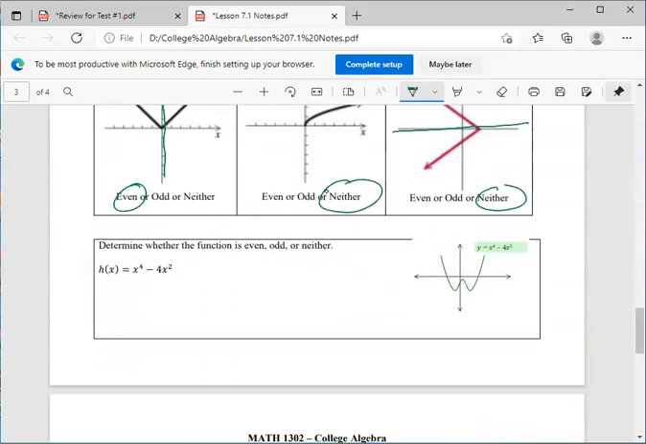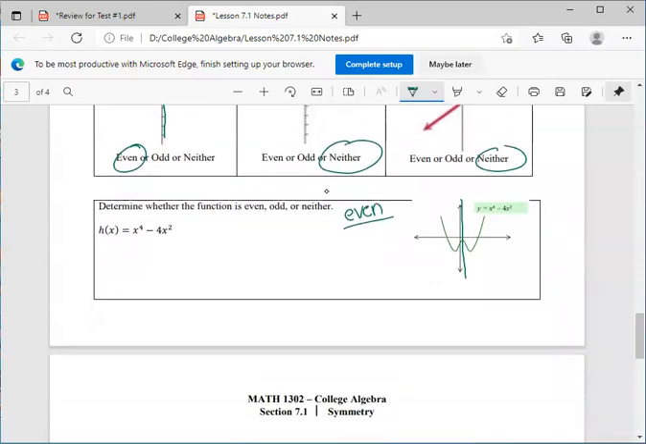Okay. This is a bad picture. This little W looking thing is not supposed to be shifted over. So it is supposed to be right there in the middle of that. So it is supposed to be symmetric across the y-axis. So it is actually even.